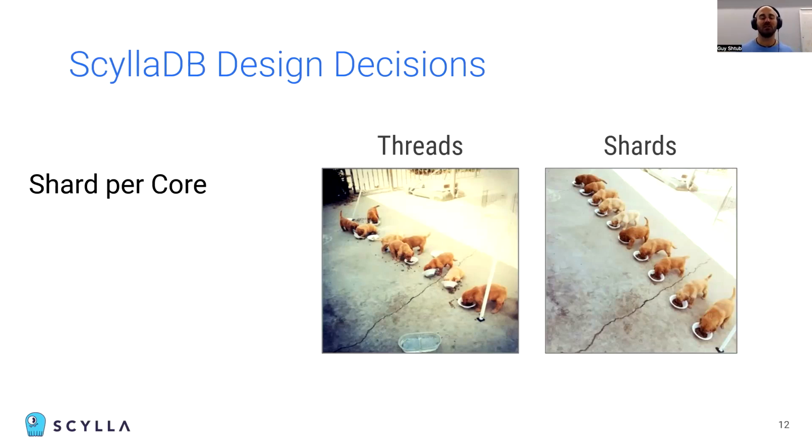And here in this slide, what you can see is you have the same number of puppies and bowls of food, but with the thread model, everybody's fighting for food. Some bowls are empty, food is spilled on the floor, and it's quite a mess. Whereas the shard per core architecture, every puppy is eating from their own bowl, and everyone's happy.